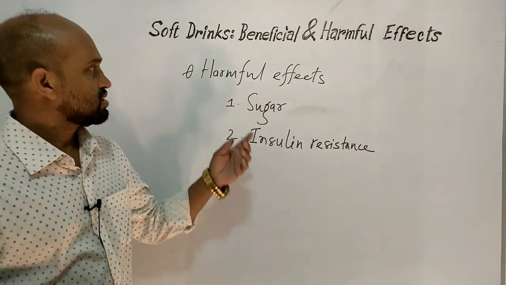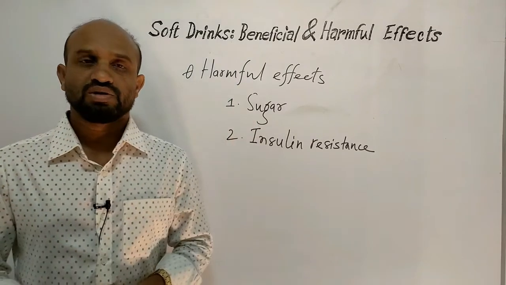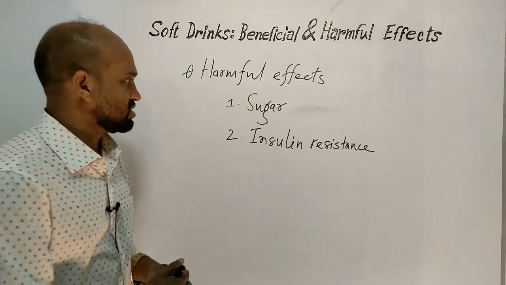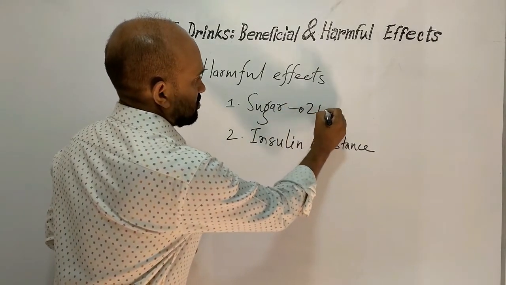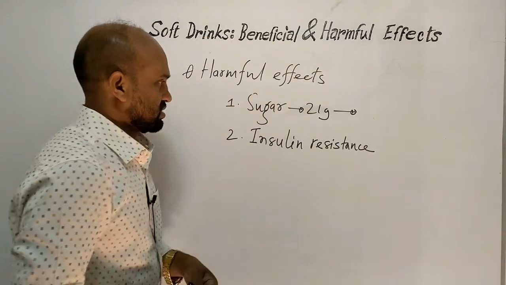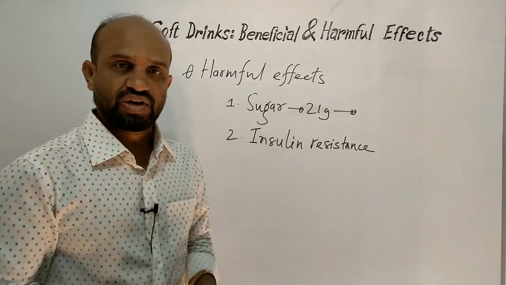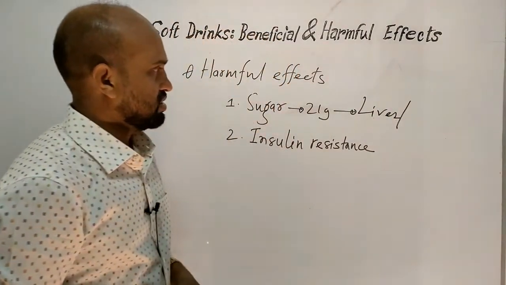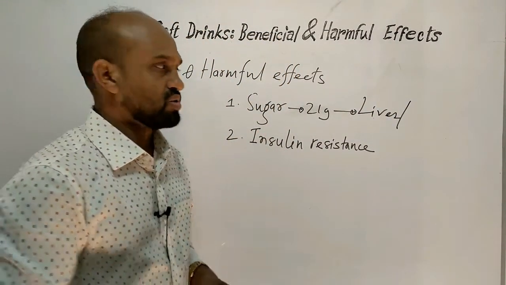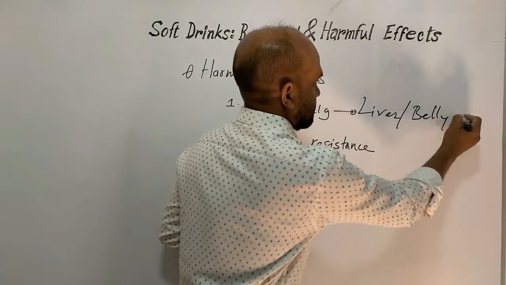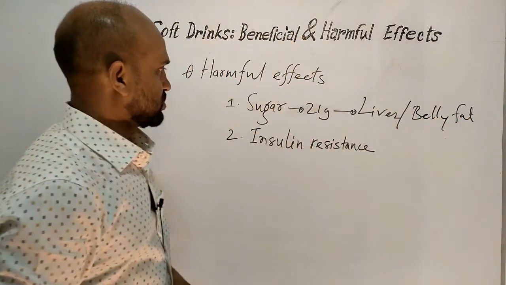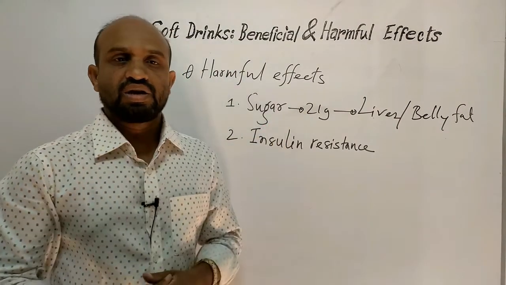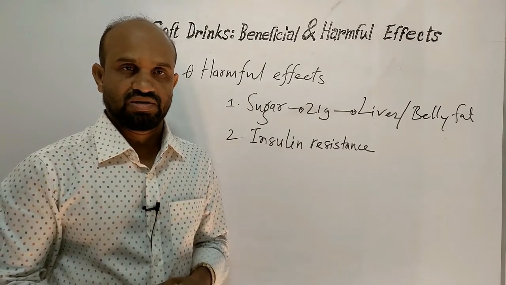Now the point is harmful effects of soft drink. Only 250 milliliter soft drink contains 21 gram sugar that is stored as fat in the liver, and it turns into belly fat. So this is the harmful effect of sugar that helps to gain weight.